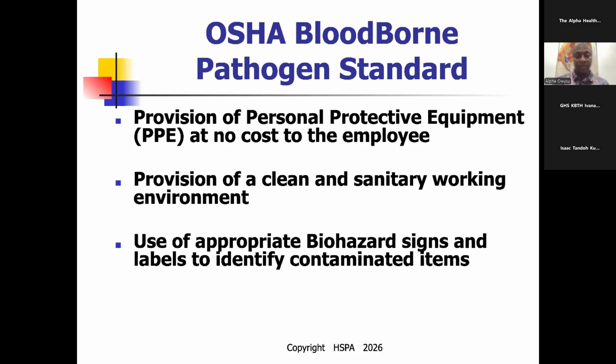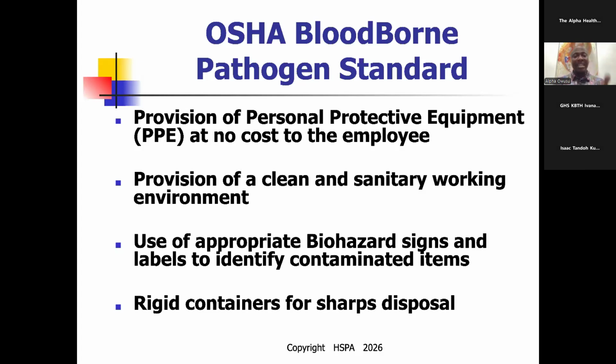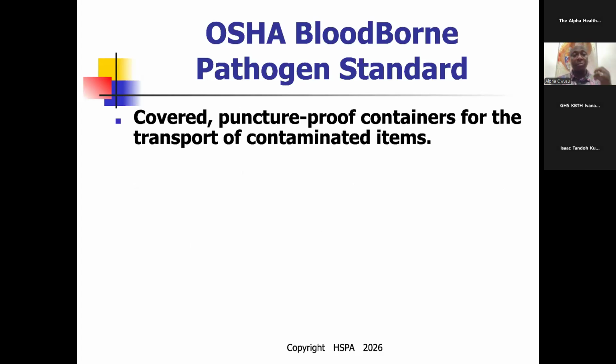Very, very important. Again, there should be rigid containers for sharp disposables. I know resources are tight, but again, we cannot be using boxes, right? I went to some facility and they were using corrugated boxes. That is not acceptable, right? Covered, puncture-proof containers for transport. When the lady asked me last week, when we are transporting these items or medical devices or instruments from one place to the other, it has to be puncture-proof, so that if we have blood on them, they cannot leak.